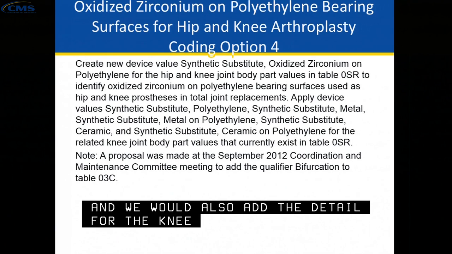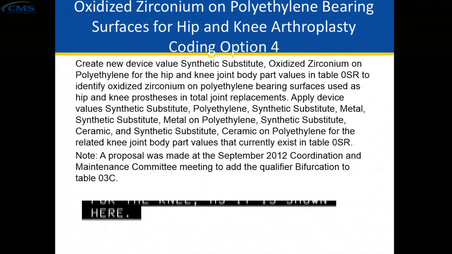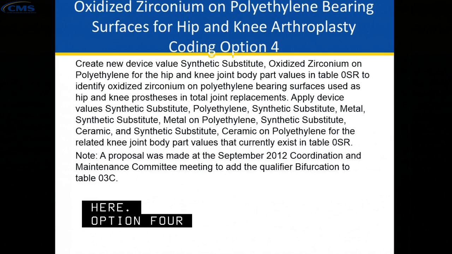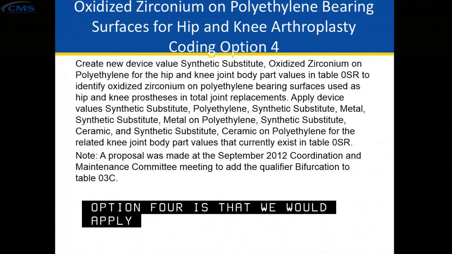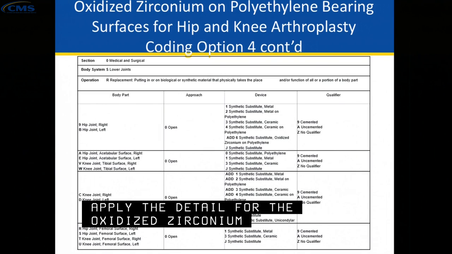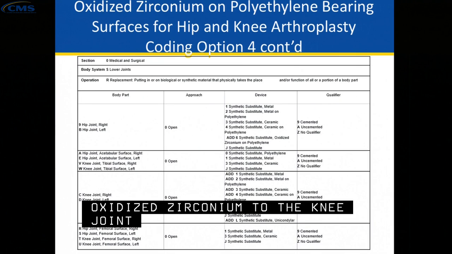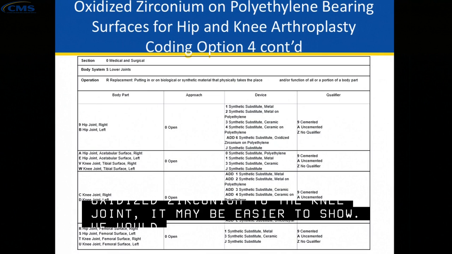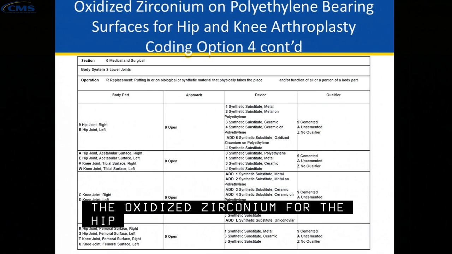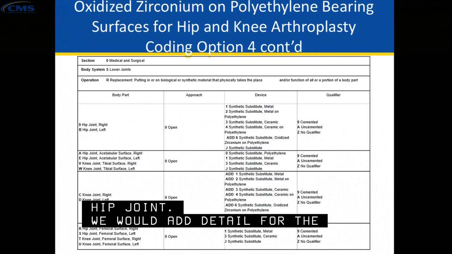Option four is that we would apply the detail for the oxidized zirconium to the knee joint. It may be easier to show. We would put in the detail of the oxidized zirconium for the hip and joint. You can see the visual here. We would add detail for the four bearing surfaces to the knee joint, as shown here, and we would also add detail for the oxidized zirconium.